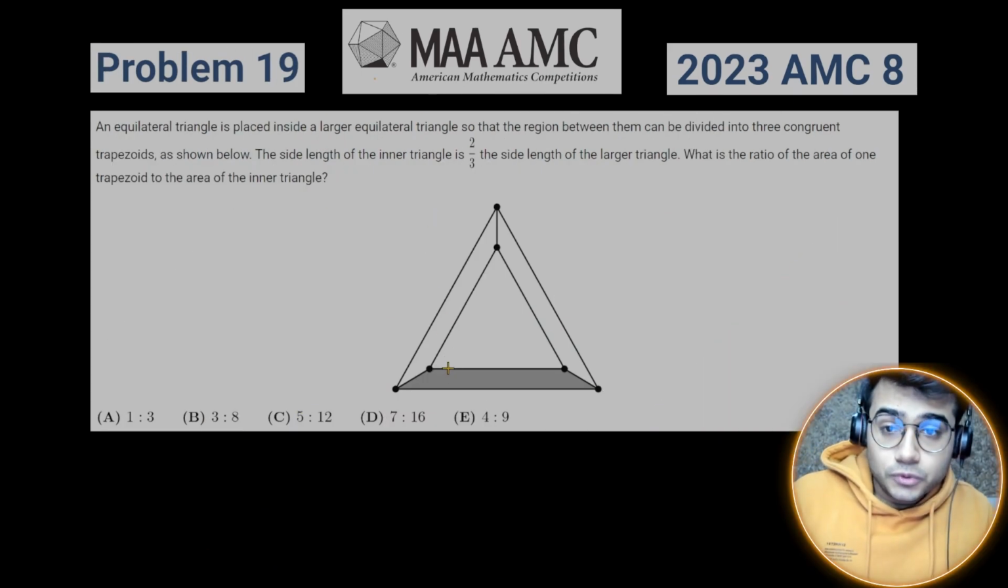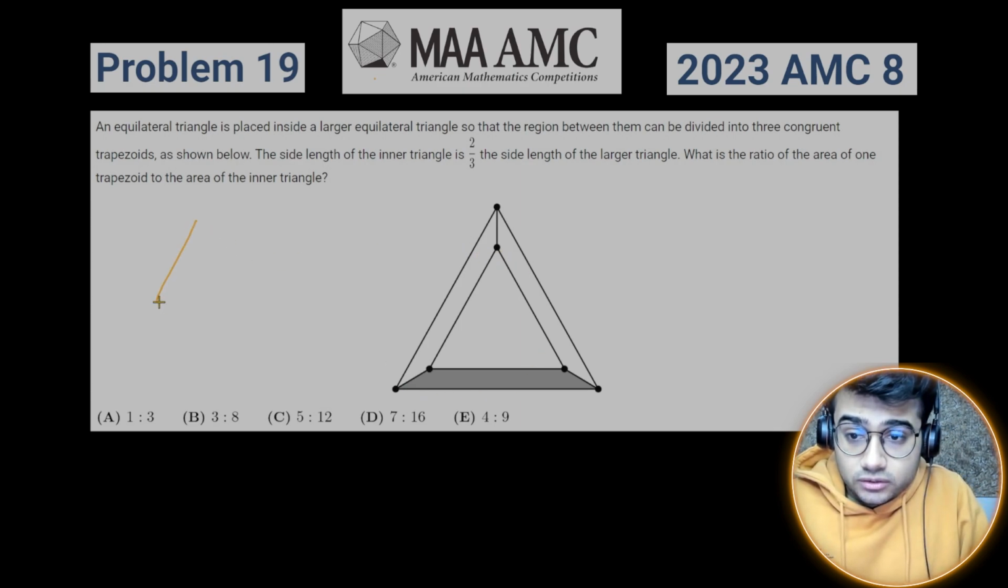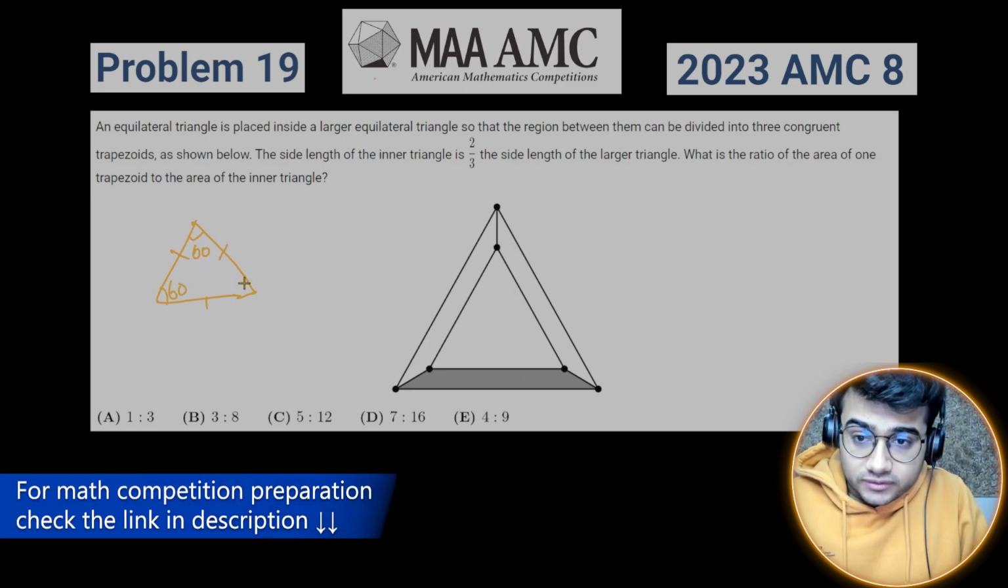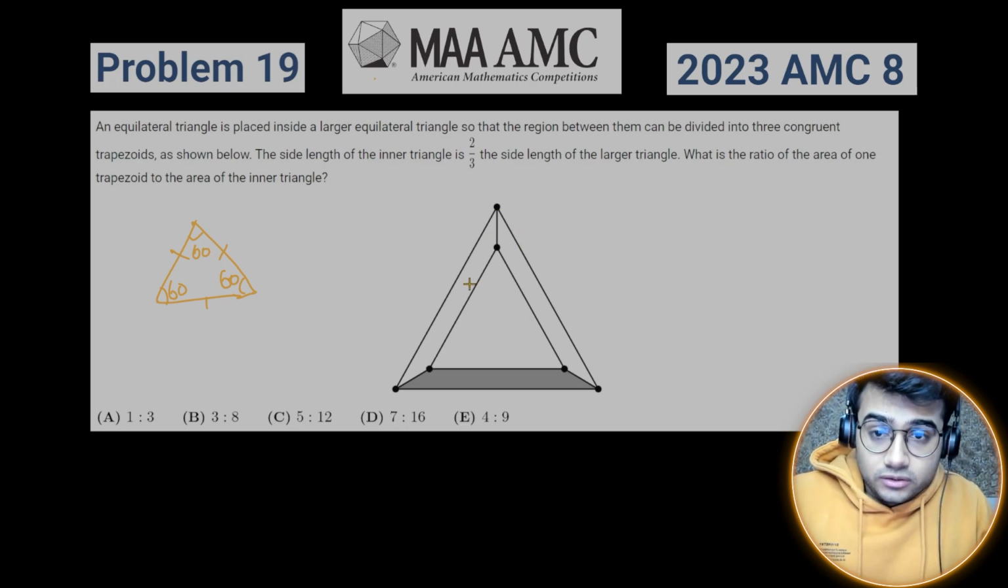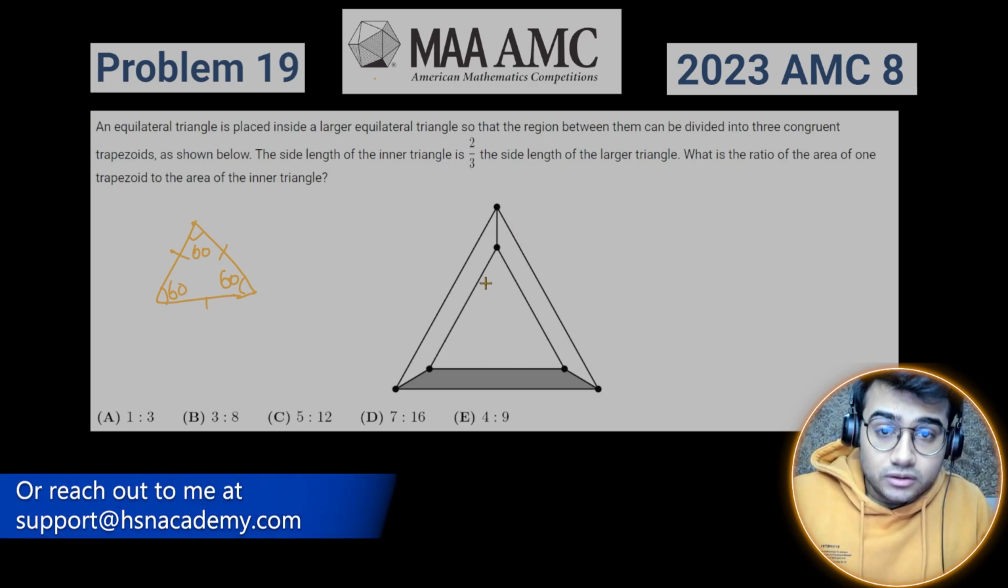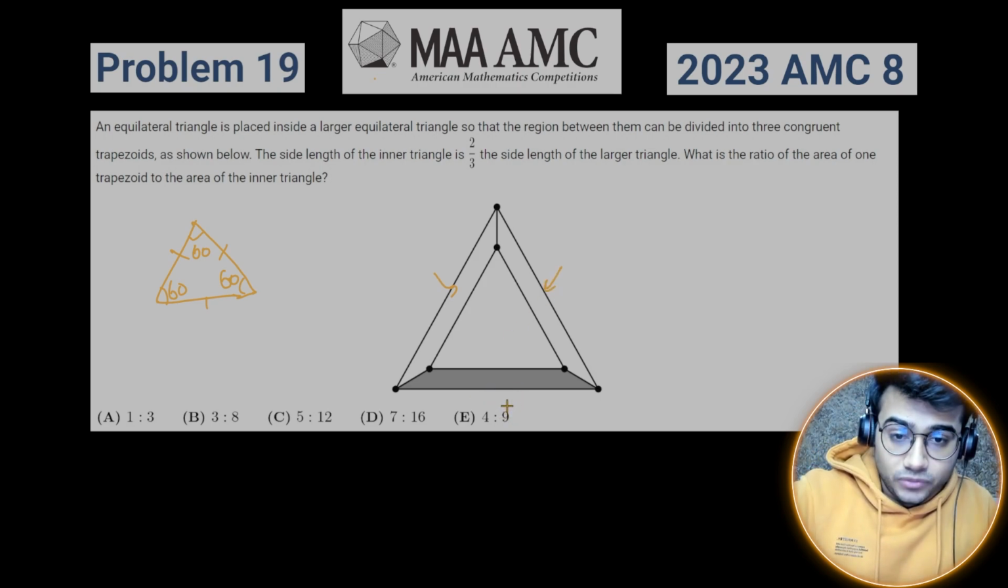Okay, so in this problem we have an equilateral triangle. Well, an equilateral triangle is a triangle with all sides equal and all angles equal. So that means they're all 60. Okay, so a bigger equilateral triangle and a smaller equilateral triangle, and then they just break down the region between them with 3 straight lines, and that gives us these 3 trapezoids, right? A trapezoid is a shape with 2 parallel sides. So this is a trapezoid.